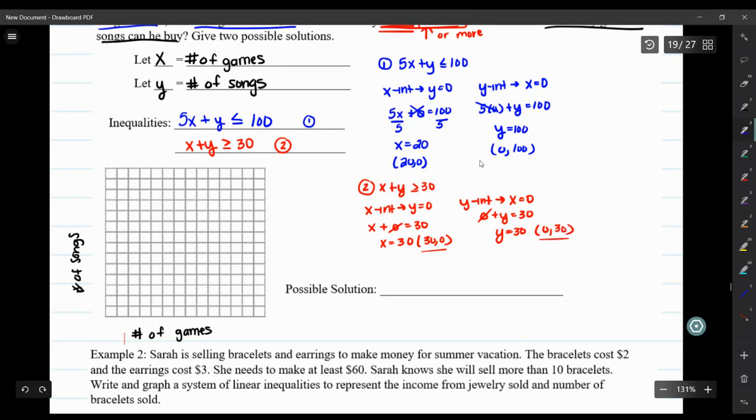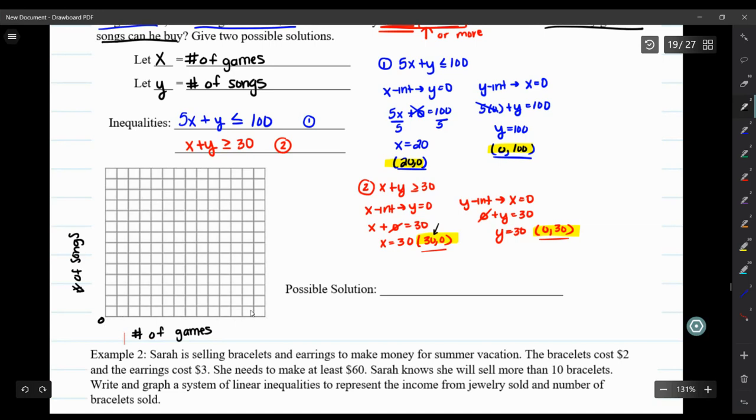So let's use all four of these intercepts to help us figure out what our scale needs to be on our grid. So let's look at the x's. I have an x-intercept of 20 and an x-intercept of 30. That means I need to get up to 30 on my axis. So there's 14 grid lines here. So this is going to be 0.